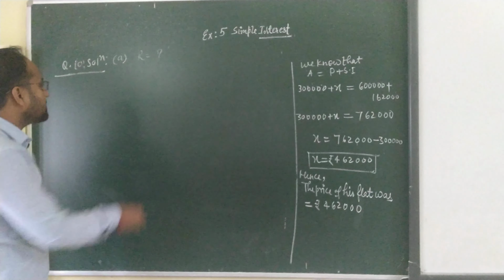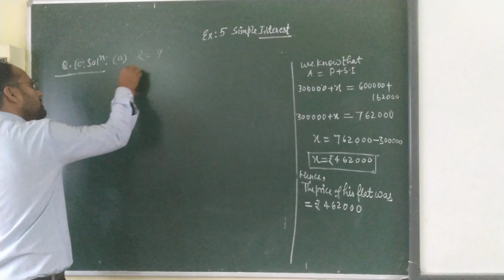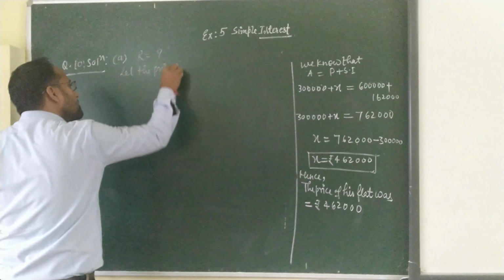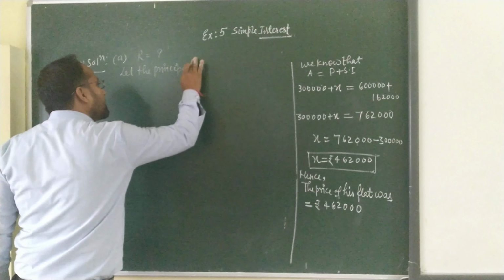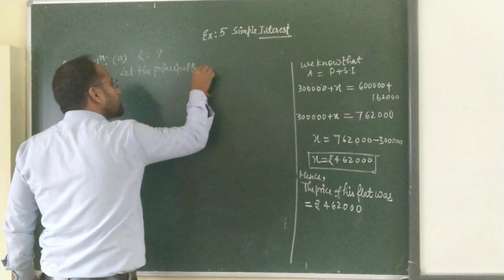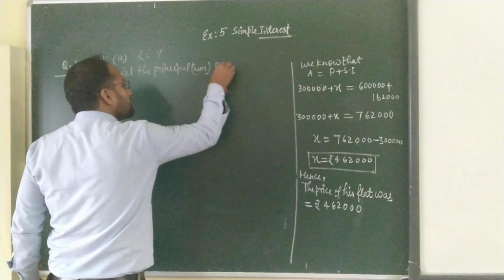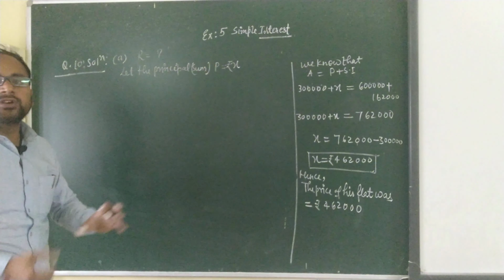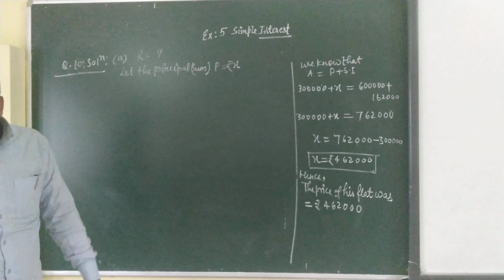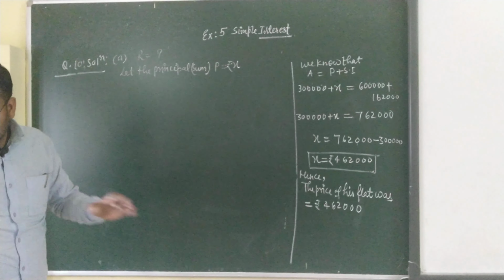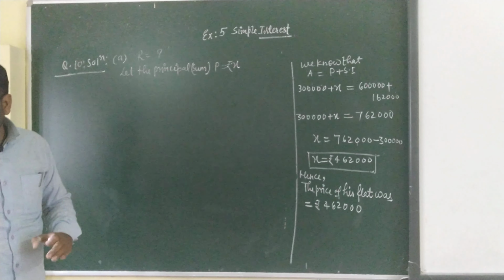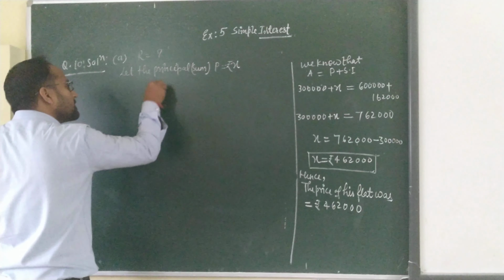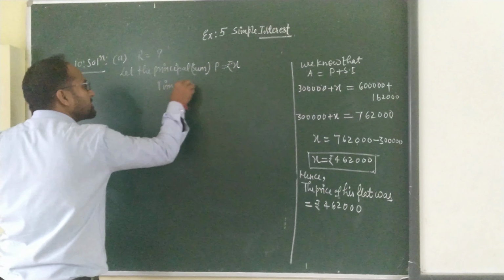So let the principal, which means the sum of money, students, principal here we use P, be equal to X. Suppose the principal is X, and after 16 years this money gets double. So time is given as 16 years.